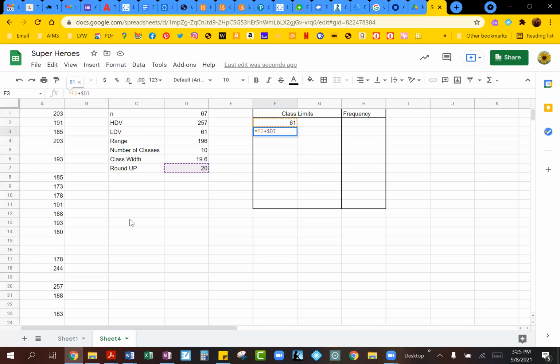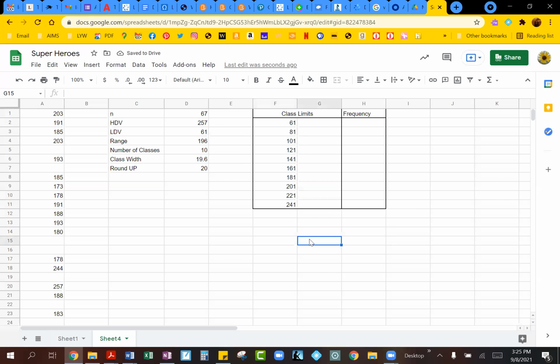And so because I don't want my cell to change, I can put a dollar symbol next to it. And this will always keep my cell where I have that 20 typed up the same, because I'm again going to use Google Sheets to help me come up with the remaining values. So I can literally just pull that cell down, and you will see as it moves forward, it's going to add 20 to each of your data values as it moves down. So these are all my lower class limits.